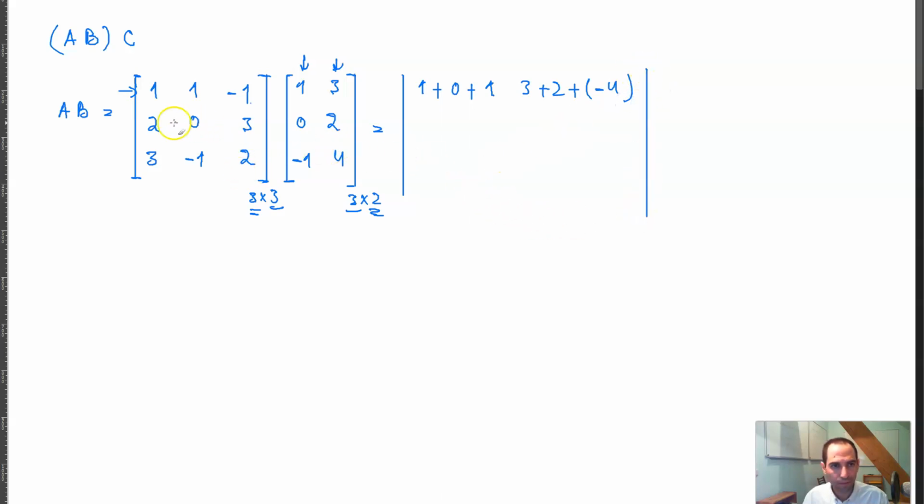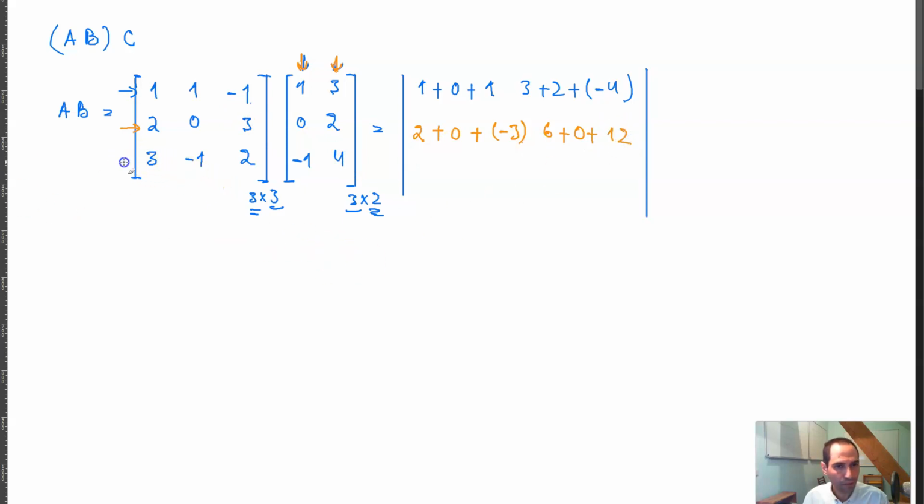Then you have this row times this column. 2 times 1 is equal to 2, this is 0, and 3 times negative 1 is negative 3. Then you have this row times this column, which is 2 times 3 is equal to 6, and 0 times 2 is equal to 0, and 3 times 4 is equal to 12.